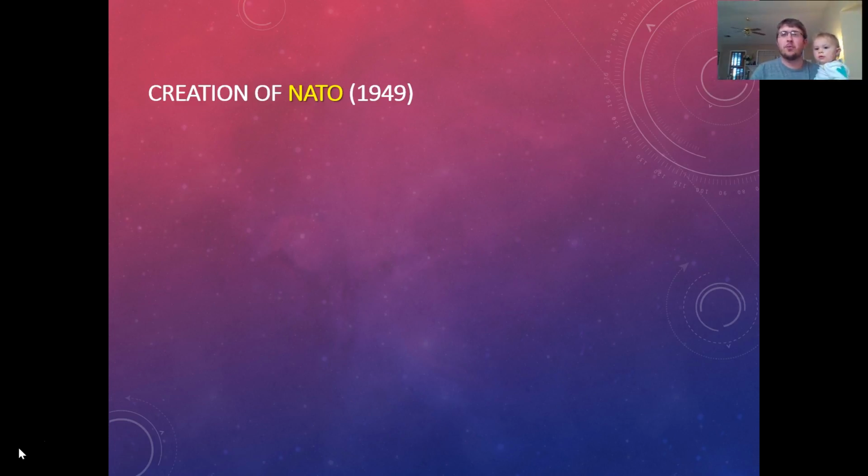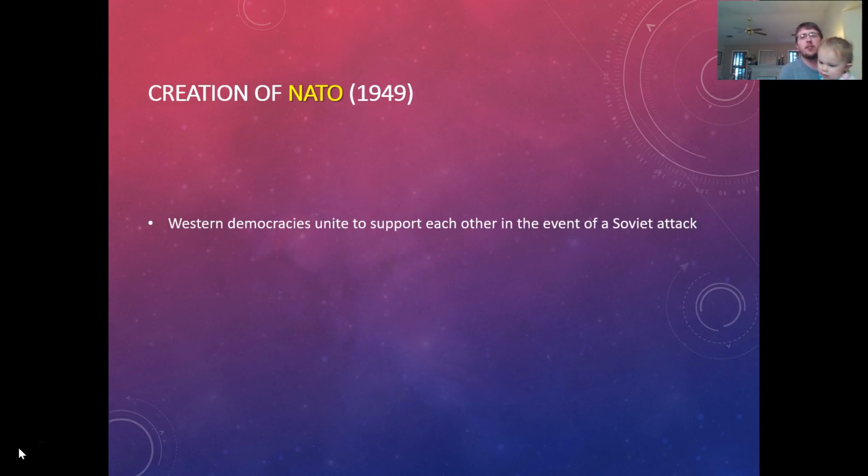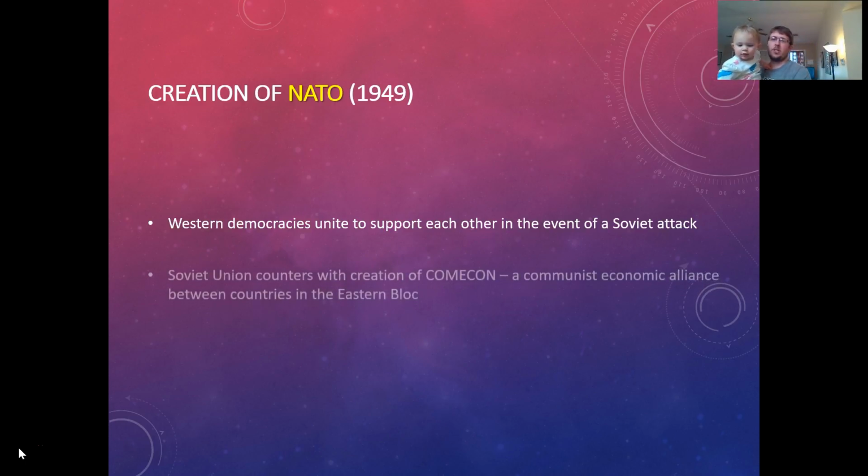So further division will come at the end of the 40s in the creation of military and economic alliances which further divide the world between the Soviet and American spheres. You have the creation of what's called NATO. NATO is the North Atlantic Treaty Organization, and it's a unity pact. It's an alliance that Western democracies sign that say they will support one another in the event of a Soviet attack.